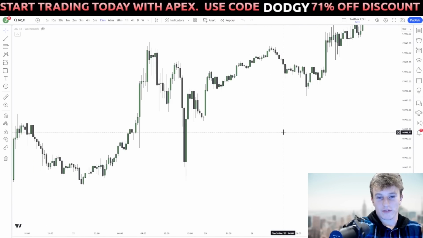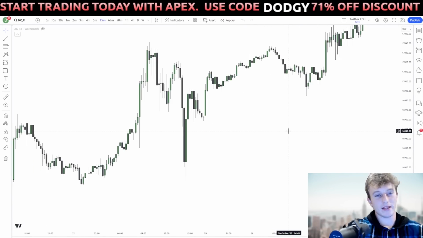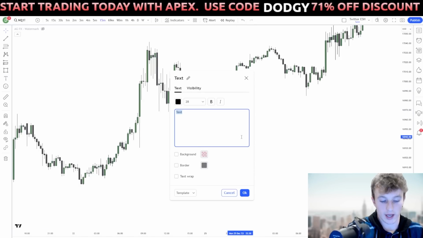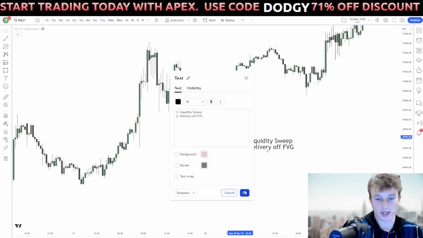How do I look for an inversion fair value gap? The two main things I look for are a liquidity sweep first, and then a delivery off of a PD array, so delivery off of an FVG, let's say.